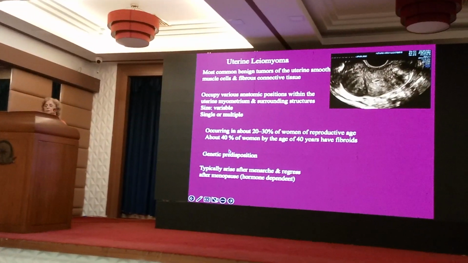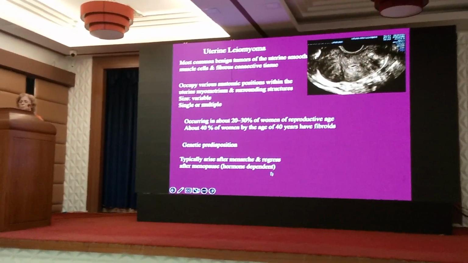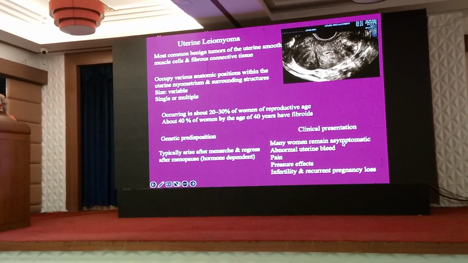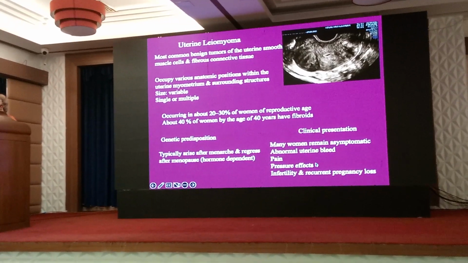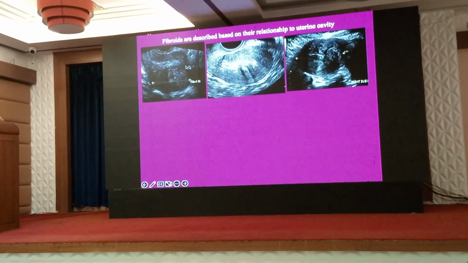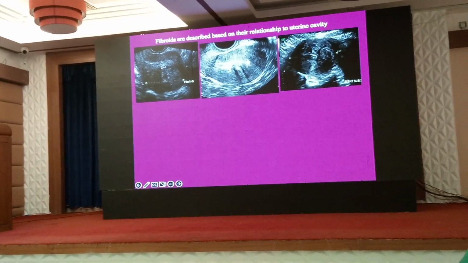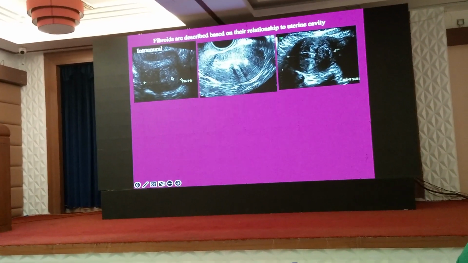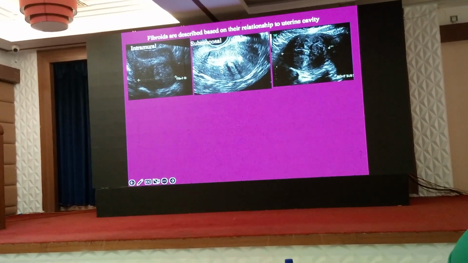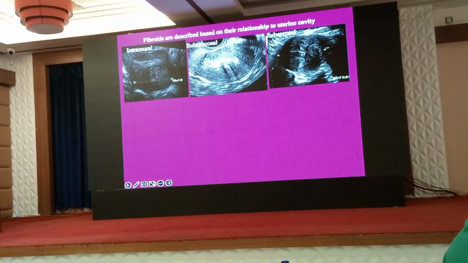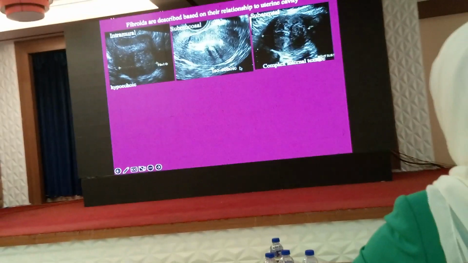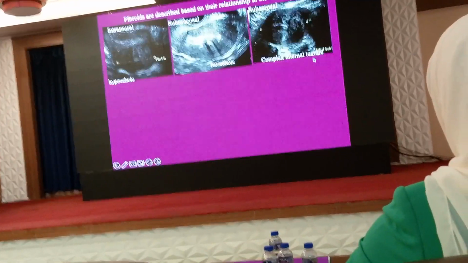There is a genetic predisposition. Typically, they arise after menarche and regress after menopause. Clinically, they present with abnormal bleed, pain, pressure effects, infertility and pregnancy loss. Now, these are described on the basis of location: when they are completely within the muscle, they are intramural. When they are going into the endometrial cavity, they are submucosal. And when they are jutting out of the uterine cavity, they are subserosal. They could be hypoechoic, isoechoic, or show a complex internal texture.